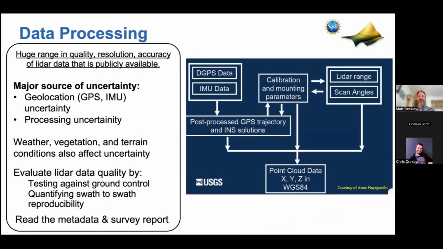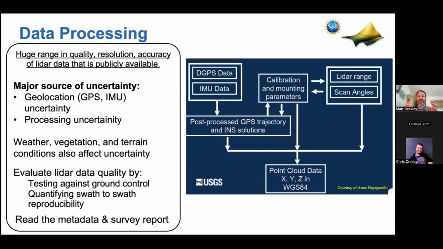So these LiDAR collections are pretty complicated, as we talked about, but also the data processing is pretty complicated, and there's a lot of errors associated with each component, which is important to keep in mind. So one of the biggest sources of uncertainty is the GPS and the IMU, like processing the trajectory of the plane, how that plane was bouncing around in space. But there's also things to consider like calibration and mounting parameters.